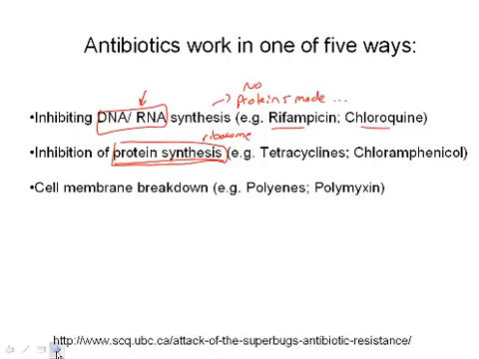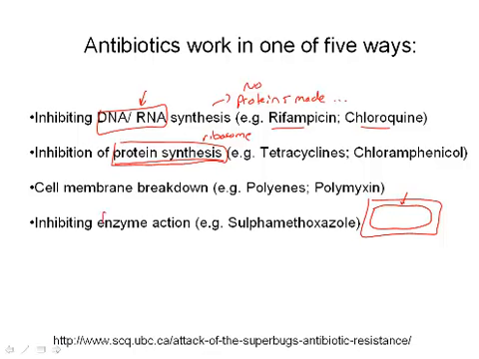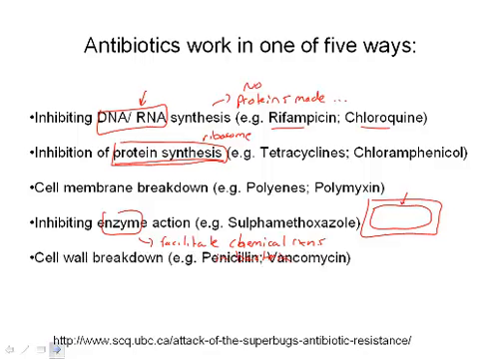Next one, cell membrane breakdown. So we remember in a bacteria we have a cell wall and then also the cell membrane. If the cell membrane isn't functioning properly, it's not allowing things to go in and out, the cell won't be able to function. Inhibiting enzyme action. Enzymes pretty much facilitate all the chemical reactions in the bacteria. So if those chemical reactions aren't able to be carried out, the bacteria won't be able to survive. And then the last one, cell wall breakdown. The penicillin that we talked about last time, it attacks the peptidoglycan in the walls and causes it to break down. And if you don't have your structure, it won't be able to survive.